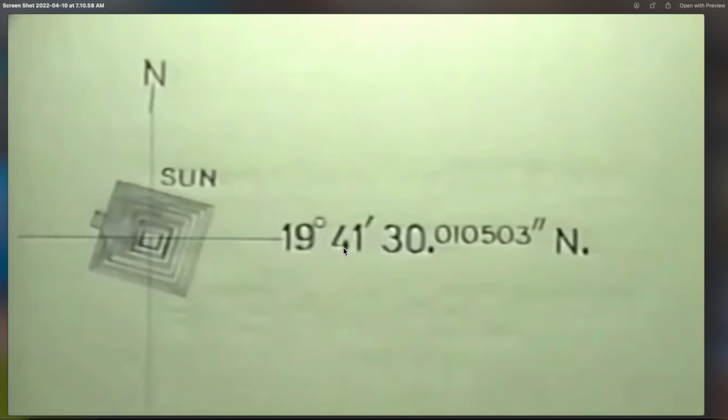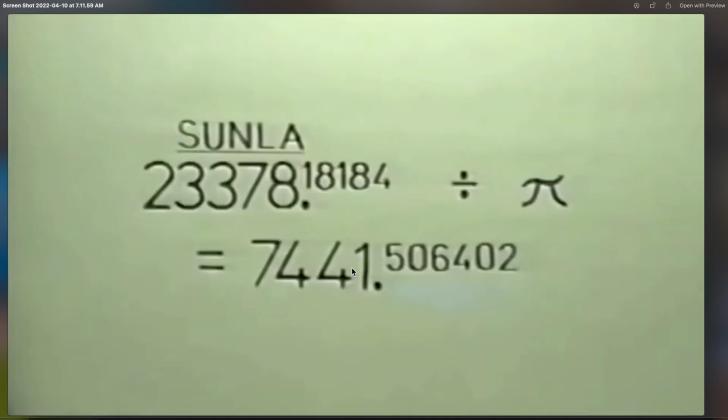Okay. 19 degrees, 41 minutes, 30.010503 seconds north of the equator. I mean, that's kind of crazy.